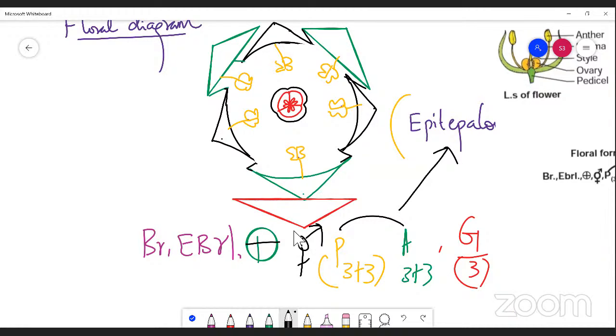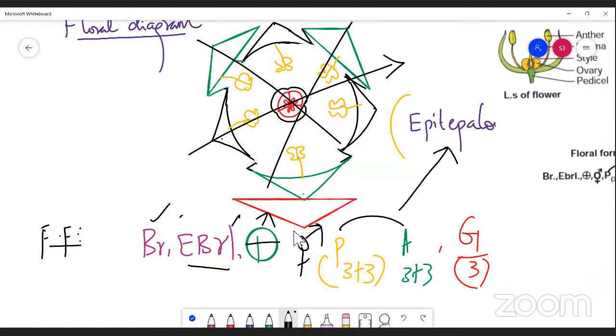So this is a floral formula. The floral formula is a formula that represents the entire characteristics of a flower. It's a technical formula which represents floral characters. Br indicates the presence of bracts, the bract is red in color, and EBrl is nothing but absence of bracteole, hence it is known as ebracteolate, and the plus symbol indicates actinomorphic condition. When you cut in any direction, the floral parts will be 2 equal halves. Whether this direction or any direction, you can get equal halves.